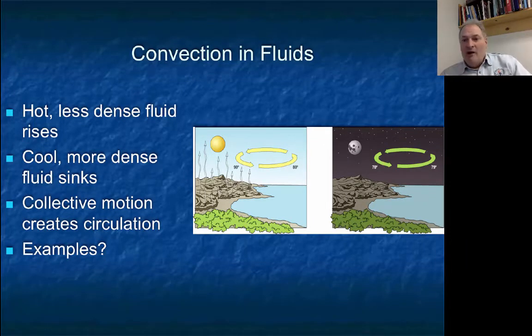When you have a pot on the stove, you see this happening because the heat is being put in at the bottom of the pot, and that fluid is less dense, so it rises to the surface where it cools off and then sinks back down, and you'll see it circulating. That's probably enough to say about convection.